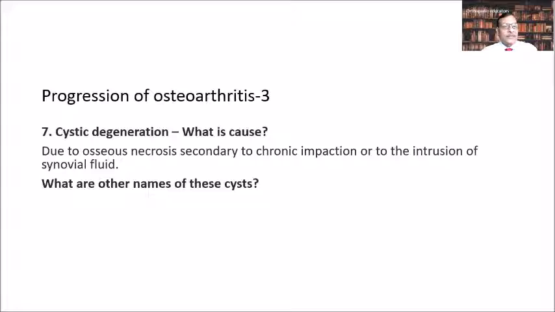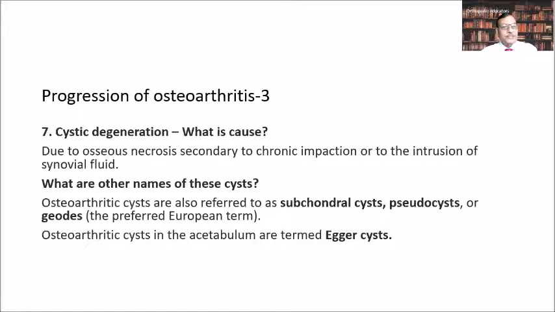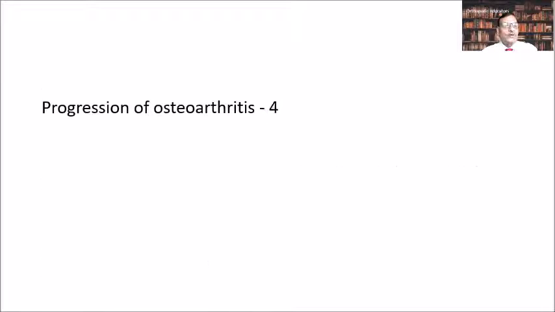And there are some other names of the cysts, which is interesting to know. It is also called subchondral cyst, pseudocyst. European doctors most commonly call it geodes. Osteoarthritic cysts in the sternum are termed Egger cysts. The size is from 2 to 20 millimeters.